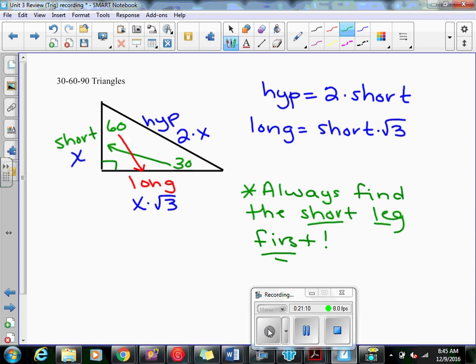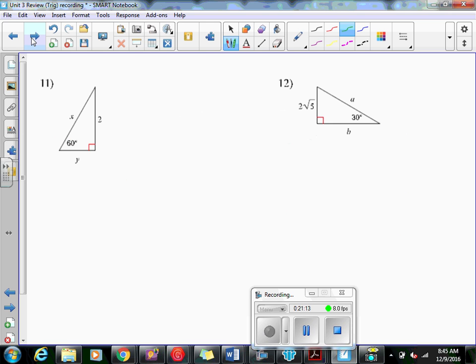Okay, so let's get to the examples for the problem. So number 11, this is a 30, 60, 90 triangle. We know it's a 30, 60, 90 because it's got a 60-degree angle. And then I told you that I want you to label the triangle based on the side lengths. So remember I told you across from the 60-degree angle is going to be your long leg. So this is the long leg. Across from the 30-degree angle is going to be your short leg. So y is the short leg. And of course the hypotenuse is always across from your right angle. So in this problem, they gave us the long leg first.